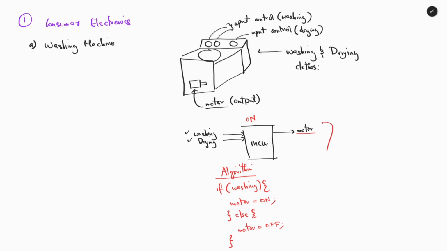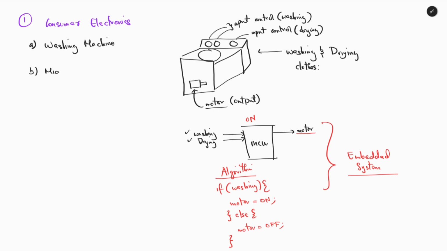And we can clearly see that this is a type of embedded system, and it is made up of the microcontroller that will control the entire process of washing and drying of the clothes. And secondly, we can discuss the microwave oven.